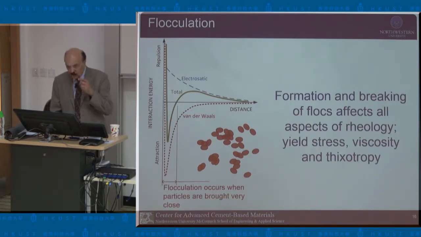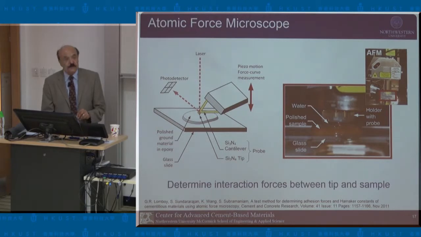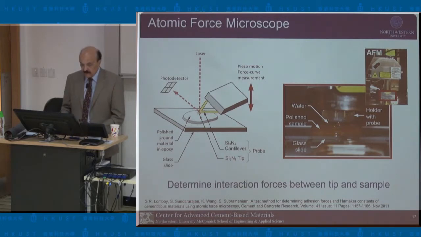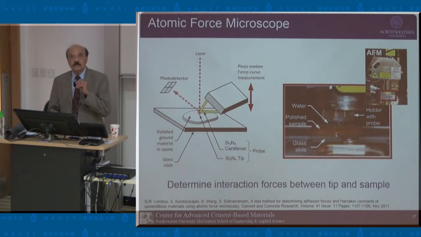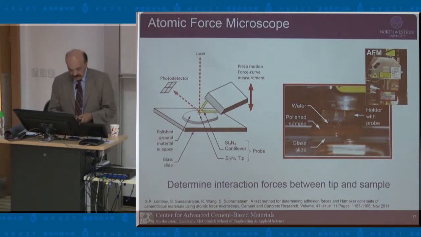We have started doing this. This is work actually done at Iowa State by K.G. Wang. Many of you are familiar with atomic force microscopy. As you know, the atomic force microscope has this cantilever, and when you move the cantilever up and down, you can measure the force essentially at the molecular level. And that's what we want to do. For example, people have started doing it with particles, between ash or plasticizer, or particles in a clinker.